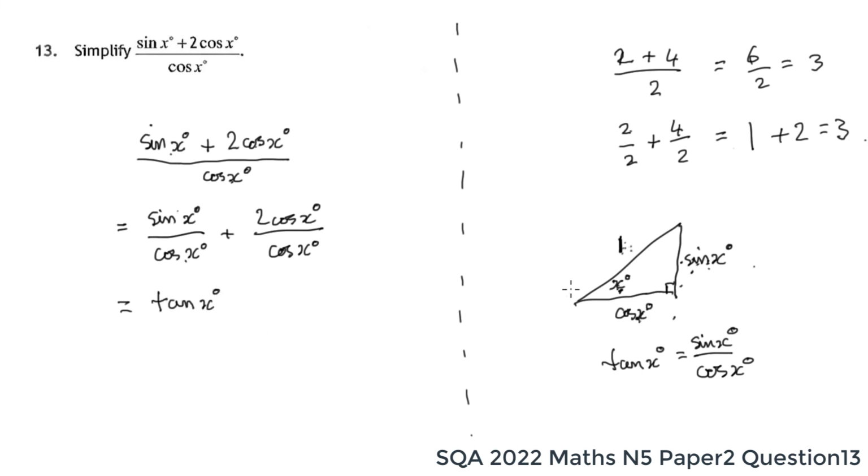Now, don't worry if you didn't understand this little diagram. You just end up remembering that sine x over cos x is equal to tan x. And let's look at the second fraction.